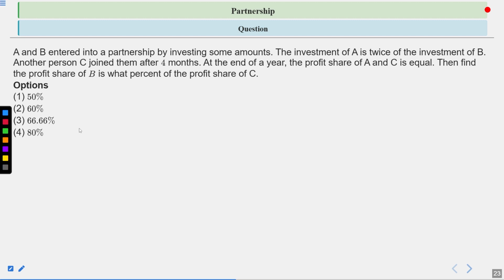A and B entered into a partnership by investing some amount. The investment of A is twice the investment of B. Another person C joined them after 4 months. At the end of a year, the profit share of A and C is equal. Then find the profit share of B is what percent of the profit share of C. Now you have 4 options. First one is 50%, second is 60%, third one is 66.66%, and fourth one is 80%. Now you have 10 seconds to analyze the question. Your time starts now.